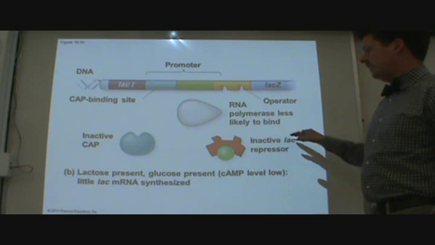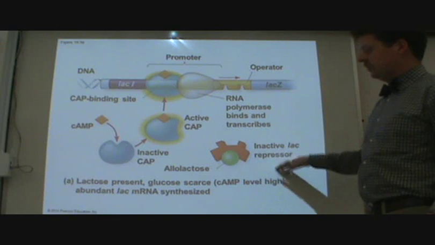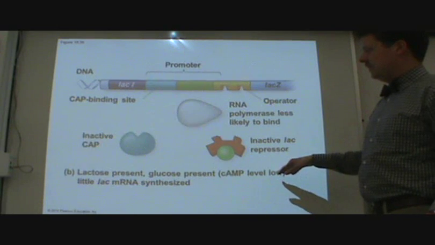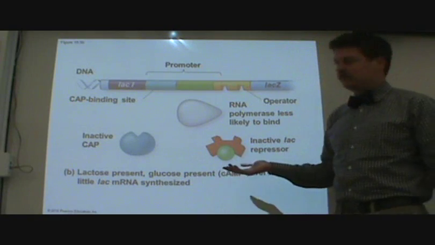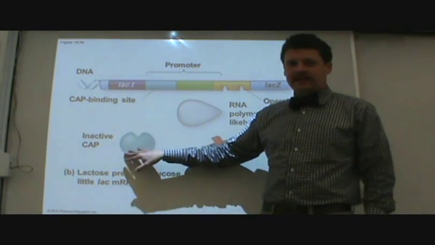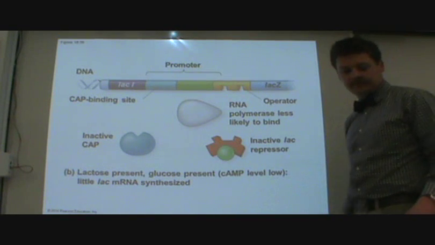So this is when lactose is present and glucose is present. This is lactose present, no glucose around. So when there's lactose present but there's glucose present too, then CAP is not going to be active. It's not going to be promoting because E. coli prefers to eat glucose.